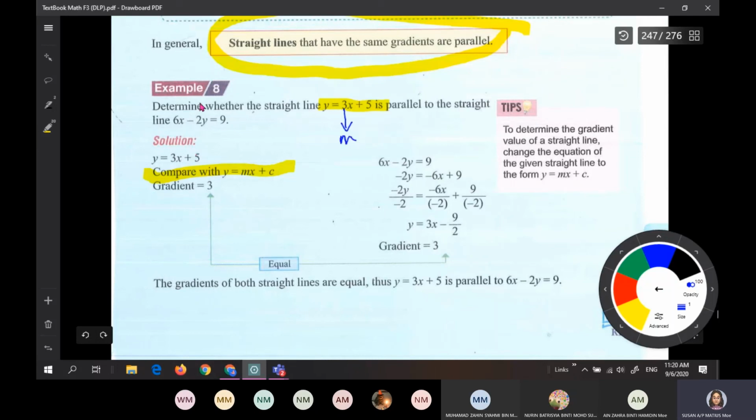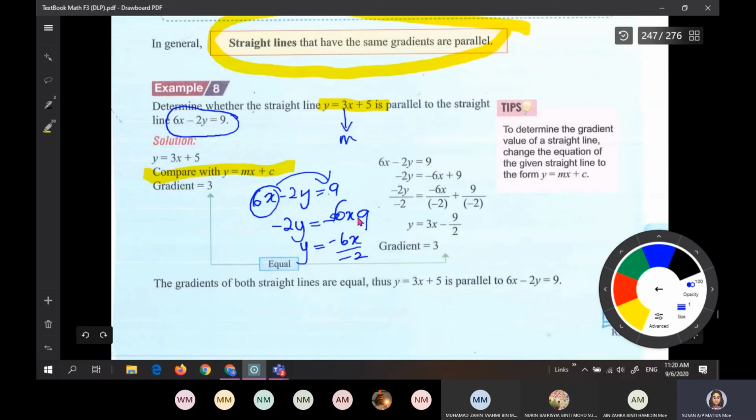Only for the second equation, you have to find the gradient because it's not in the standard form. The straight line 6x minus 2y equals 9. So you have to change this to the standard form. Negative 2y equals negative 6x plus 9. Divide by negative 2, you will get y equals 3x minus 9 over 2. So the gradient is 3.